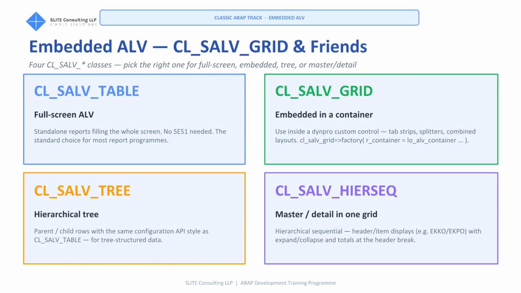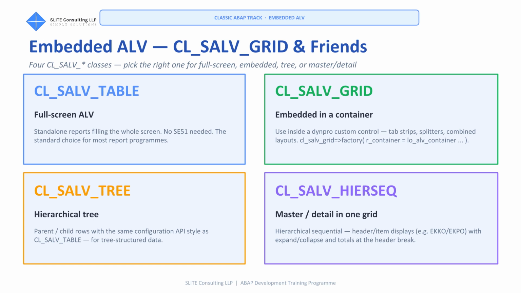For embedding an ALV inside a Dynpro screen, use CL_SALV_TABLE's grid variant, CL_GUI_ALV_GRID, instead of full-screen display. The factory call takes an additional r_container parameter. You pass an instance of CL_GUI_CUSTOM_CONTAINER bound to a custom control element on your screen. After display, refresh the embedded grid by calling lo_grid->refresh. The configuration API is identical to CL_SALV_TABLE. Same method names, same event registration, same aggregations.